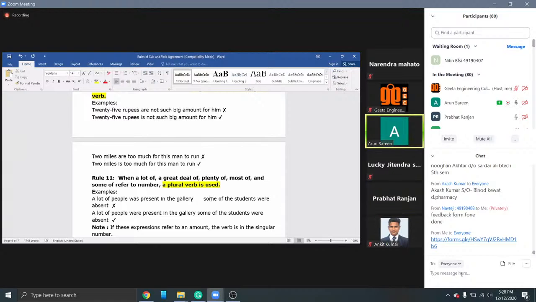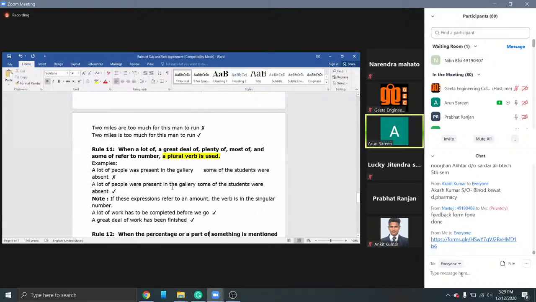Is this correct? Yes, sir. Correct sentence. Yes, this half part is correct. He's only giving it to us to confuse us. When he gives us the answer, you will see it is correct. A lot of people were present in the gallery. Some of the students were absent. So by combining this part with this sentence, he was just trying to confuse us.